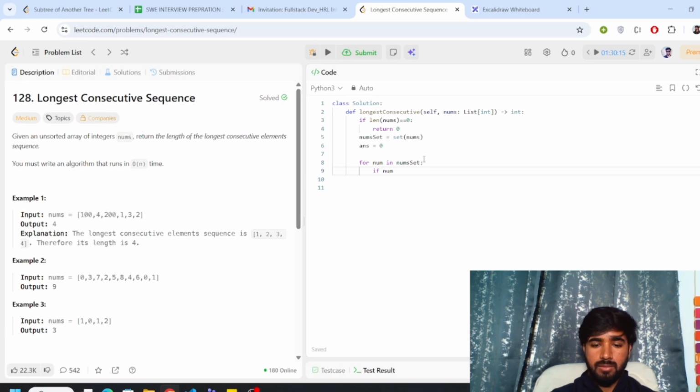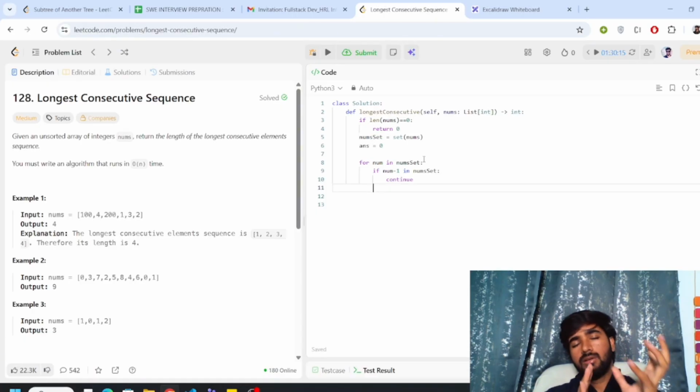If num minus 1 in nums set, meaning this number cannot be the starting point of the sequence. So we just don't do anything, we just continue. All right. Now, if this condition didn't run, this value is the starting point. Meaning what did we do? We checked num minus 1, does this exist in the set? It doesn't, meaning this is the starting point, right? For example, 100 minus 1 is 99, 99 doesn't exist. So 100 must be the starting point of the series.